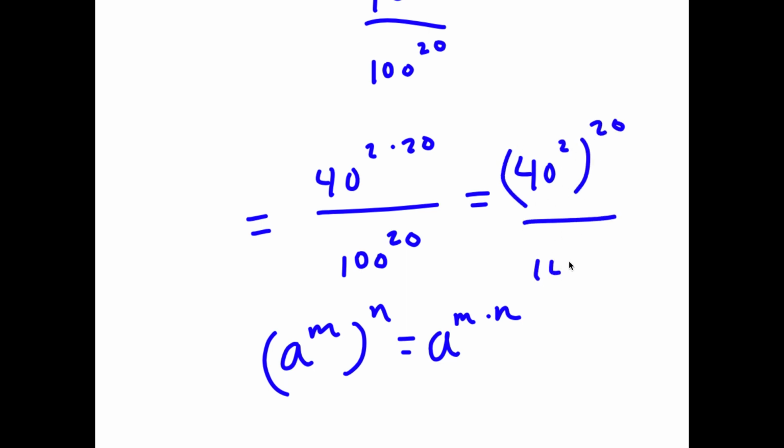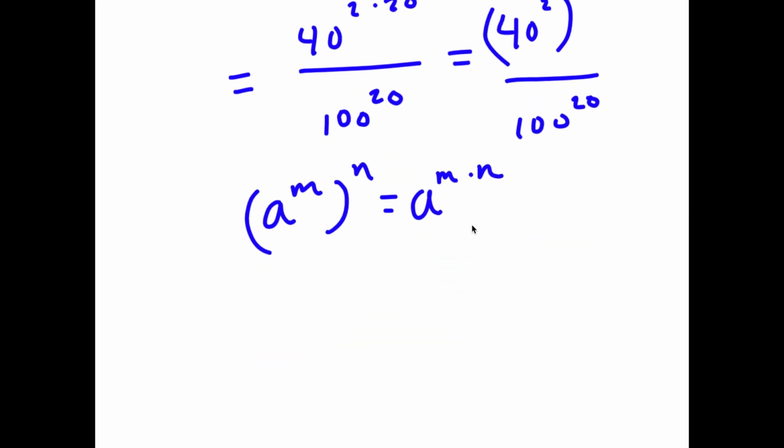Now I have this over 100 to the power of 20. And 40 to the power of 2, that's going to be 1600. So now I have 1600 to the power of 20 over 100 to the power of 20.